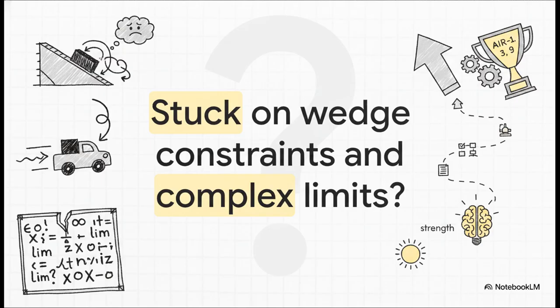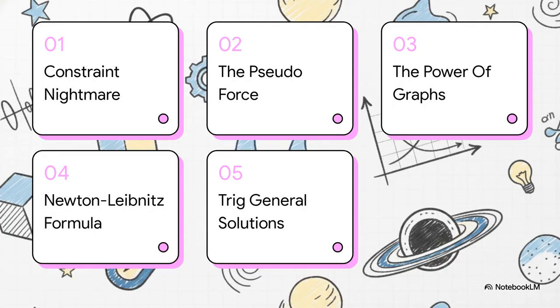But today, we're going to transform those nightmares into your absolute greatest strengths. We're building a systematic, rule-based path to mastery, tapping into the exact methods used to mentor students to AIR-1, 3, and 9. Okay, let's dive right into this. Here is our roadmap for today. Number 1, decoding the constraint nightmare. 2, mastering the pseudo-force. 3, the power of graphs. 4, the Newton-Leibniz formula. And finally, 5, trigonometric general solutions.